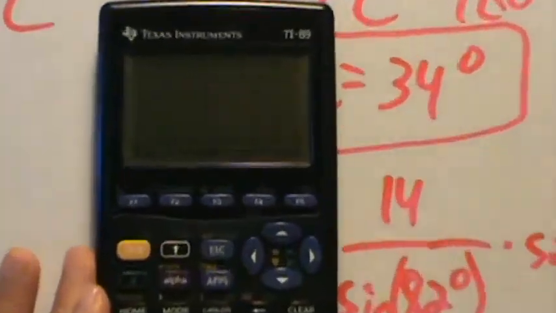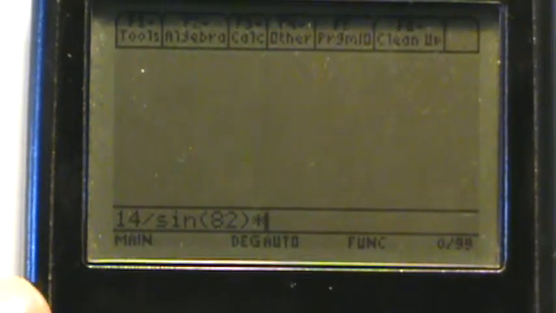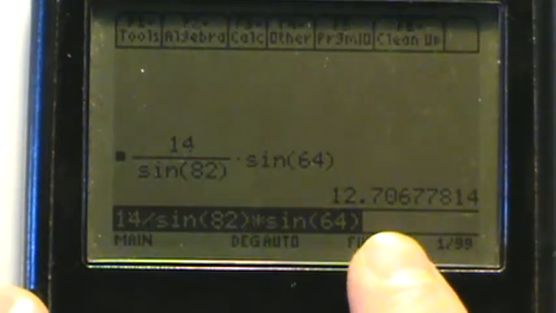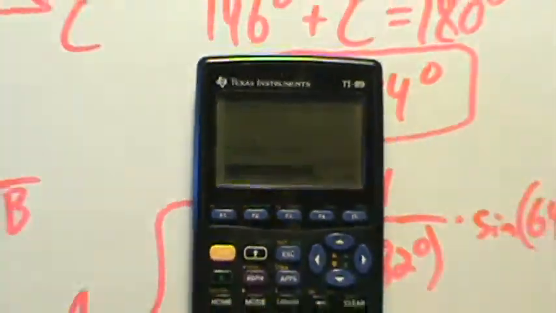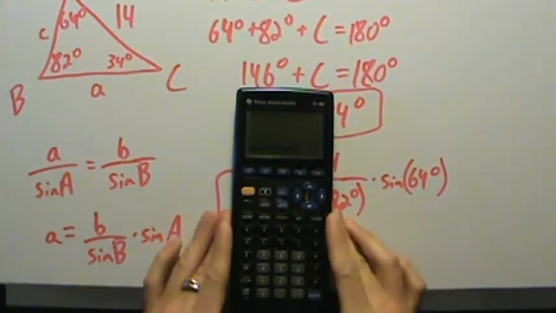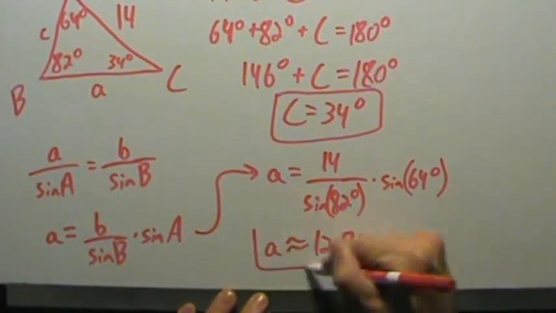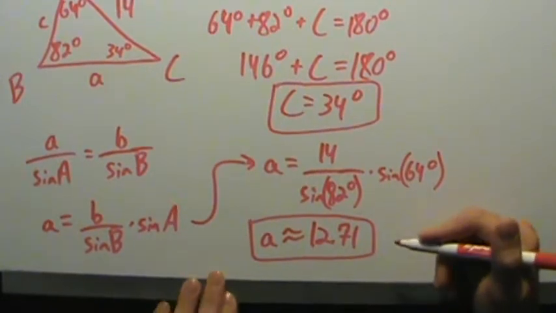We have 14 over sine of 82 degrees. Make sure we're in degree mode also. So 14 divided by the sine of 82 degrees, and then we're multiplying by the sine of 64 degrees. Rounding to the nearest hundredth, that's about 12.71. So little a is about 12.71. We weren't given any units, so we could write the word units, or let's just do nothing.